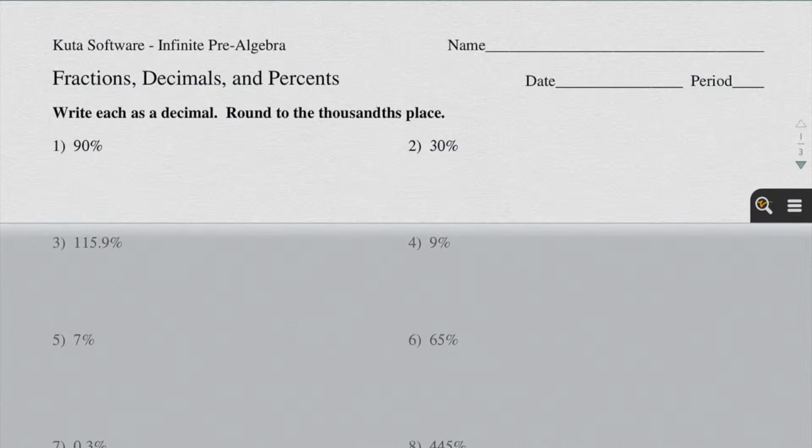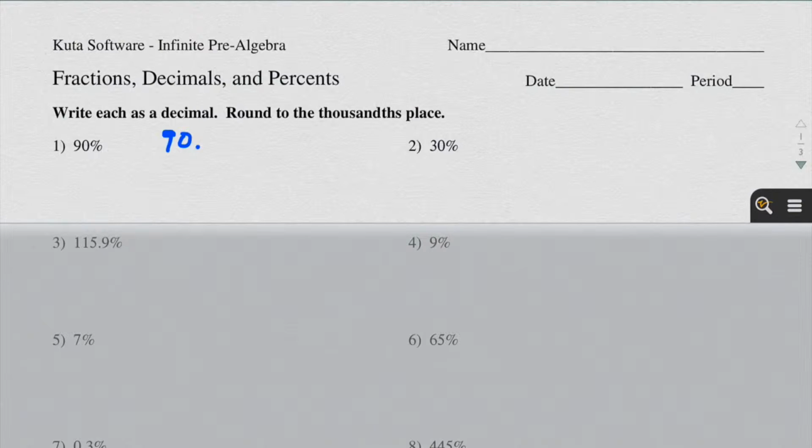So what we want to do is just write that 90 by itself and keep in mind where the decimal is. If it doesn't show a decimal, it's always at the far right side. So what the percent sign does is actually move the decimal to the left 2 places, and the reason it does that is because a percent means out of 100. So 90 out of 100.